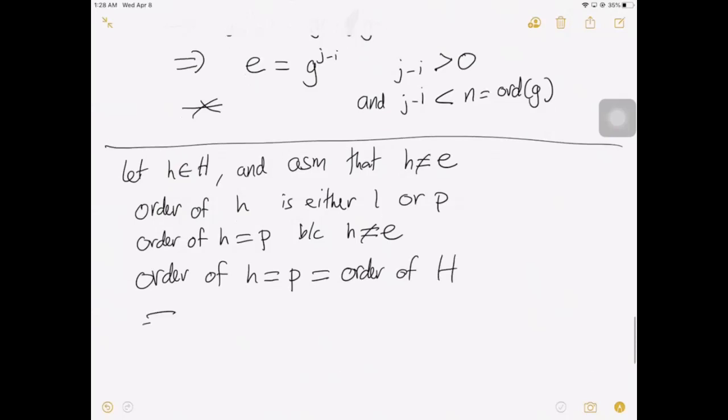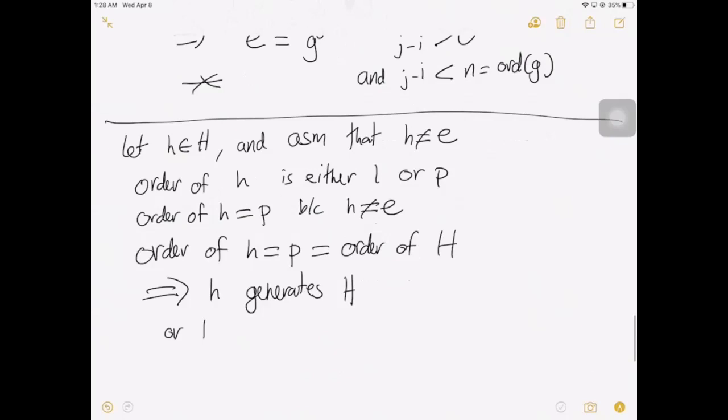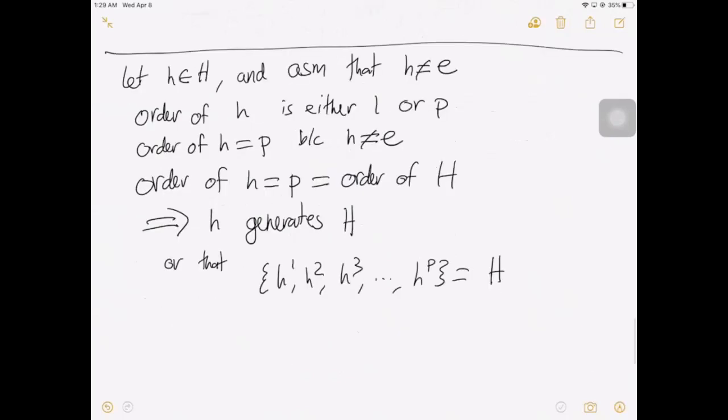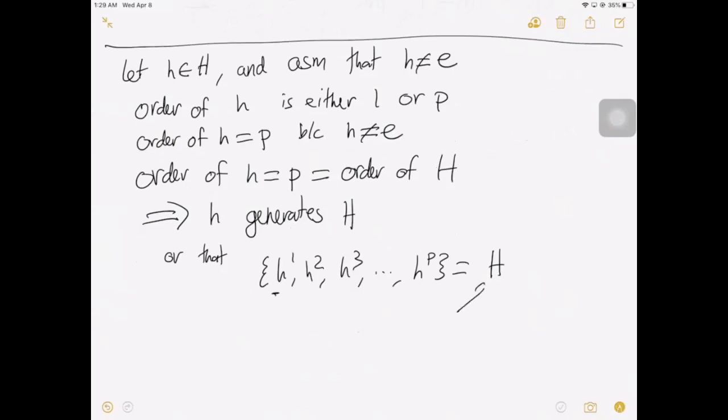And this implies that little h generates H, or that h to the 1, h squared, h cubed, dot dot dot, h to the p is equal to H. Cool. And this property of a group having a generator like little h means that this group here is cyclic.